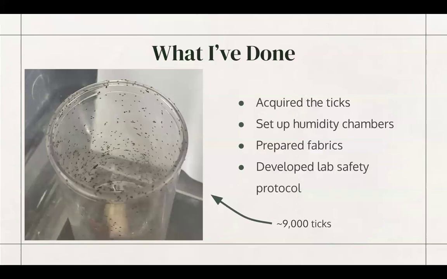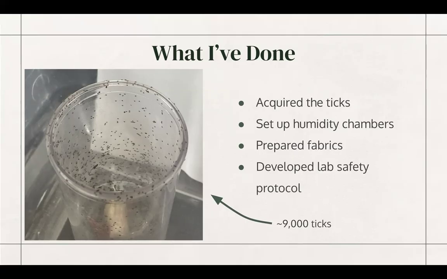So what I've done so far is I've acquired the ticks. That was a huge step. I have about 9,000 ticks in the lab right now. And I've also set up humidity chambers with potassium sulfate in order to keep the humidity at about 98% so that they don't dry out. I've also prepared my fabrics, as in I have them and I washed them.